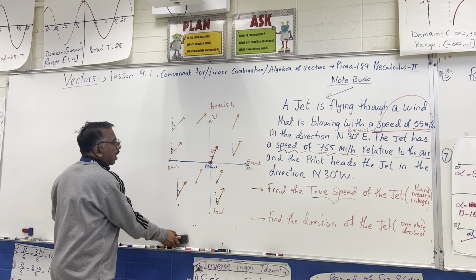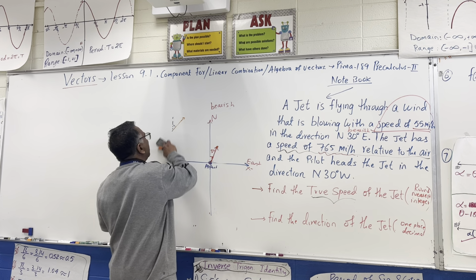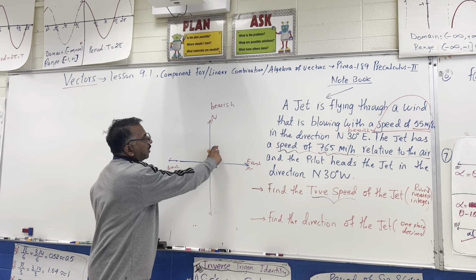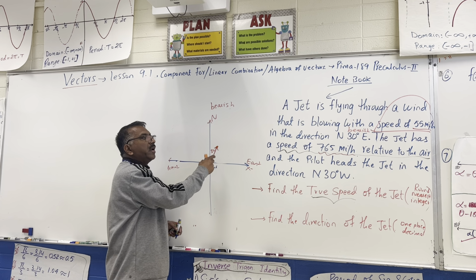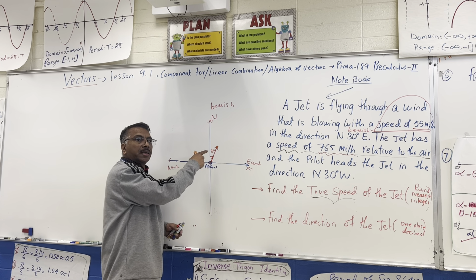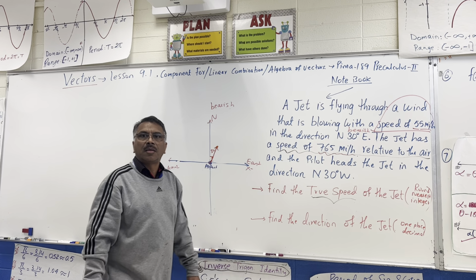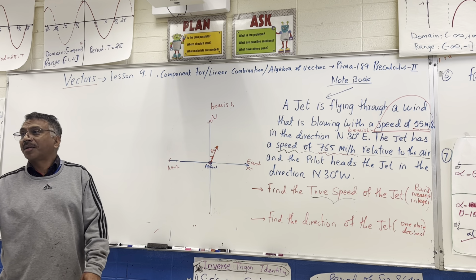So what I will do, I'll knock off this now, just to make it nice and clean. So for me, only this is important. Can you see that? So this is a vector. Now this is a vector. This thing represents the wind blowing at 55 miles per hour. Is that okay? Per hour, sorry, per hour.